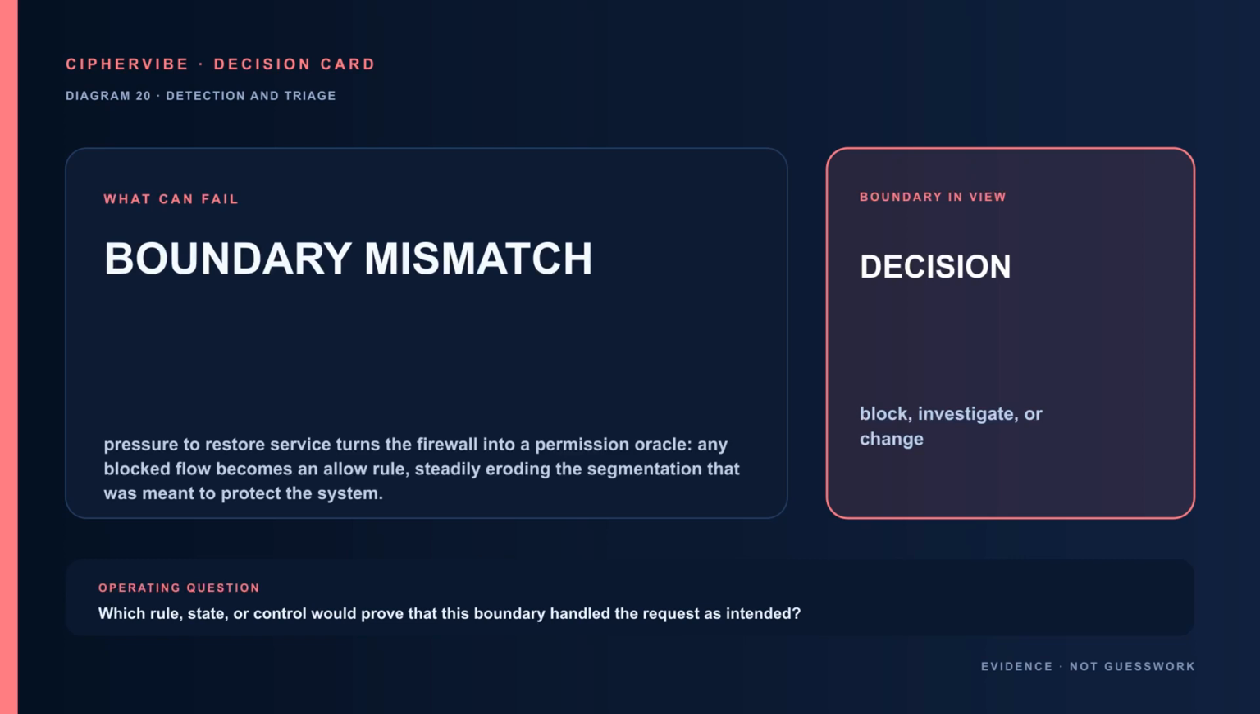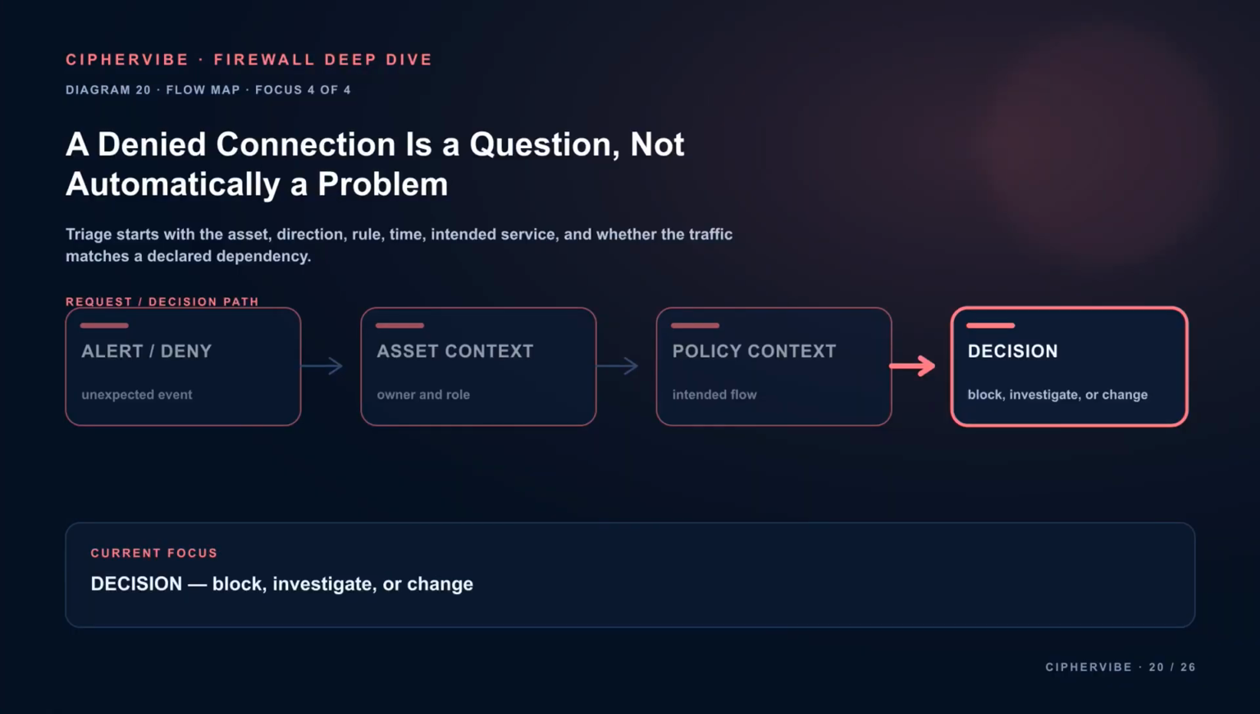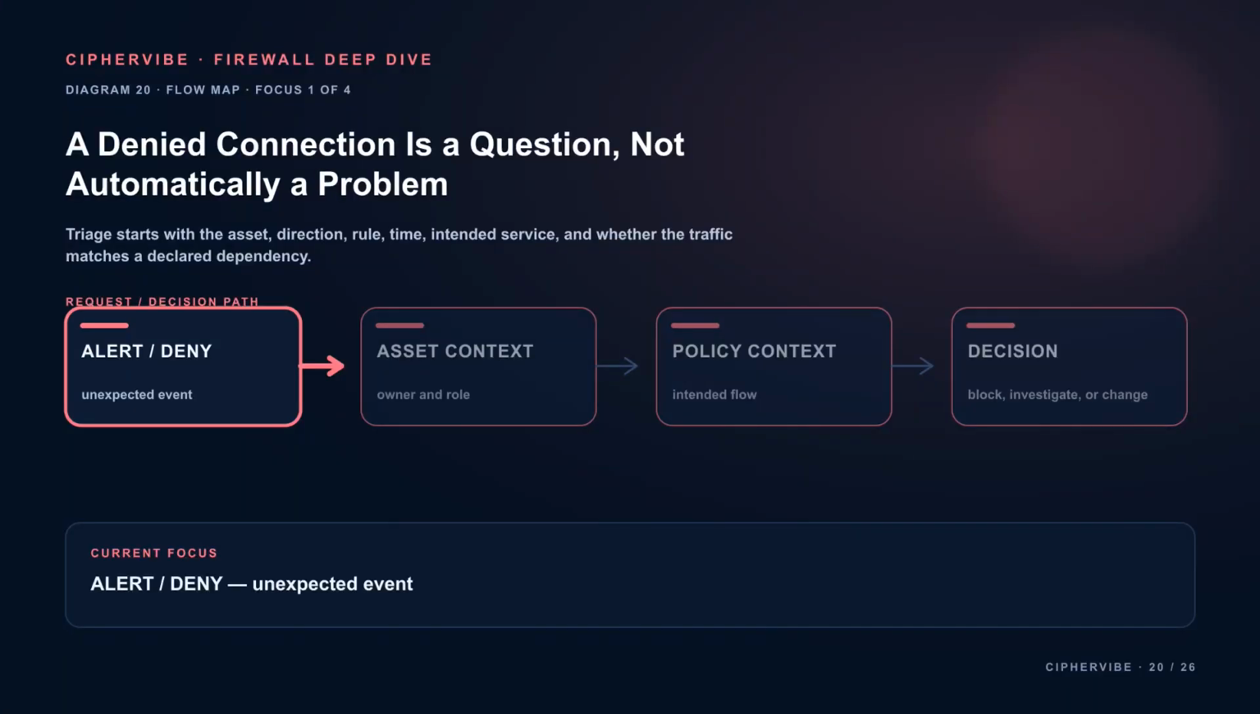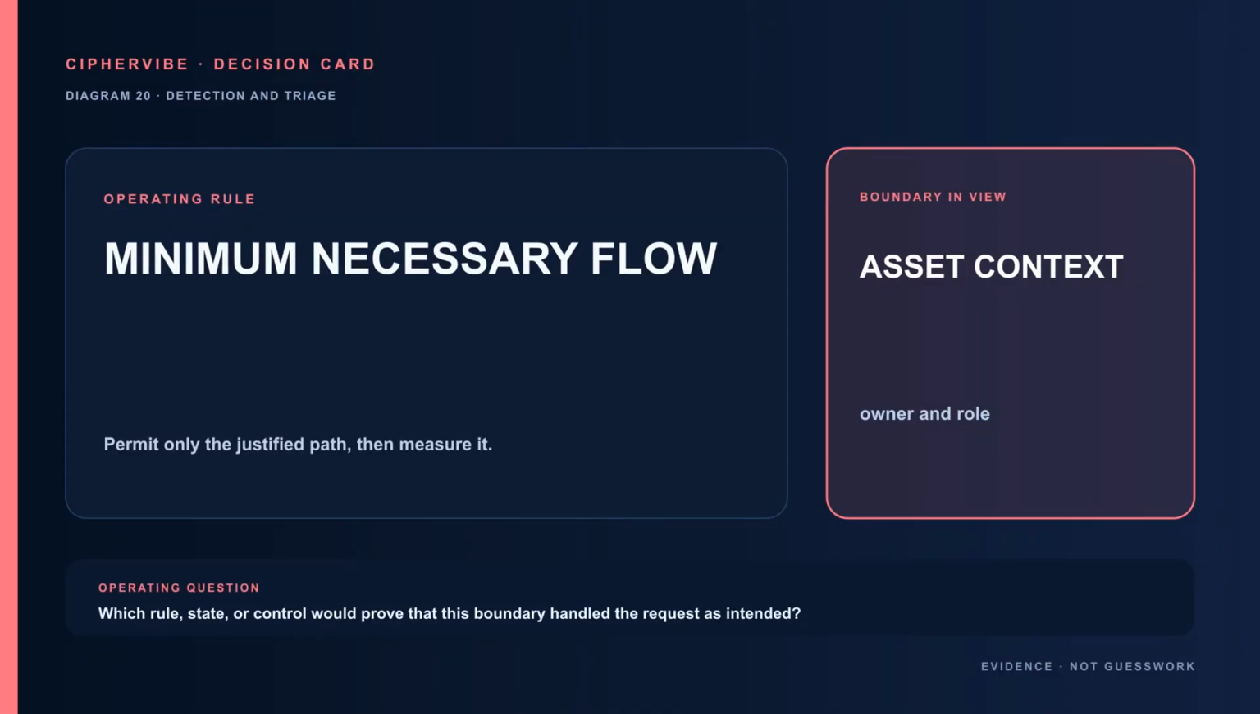What do endpoint, identity, DNS, and application logs say at the same time? Mechanically, the security or operations team enriches the event with asset ownership, current deployment state, dependency inventory, and other telemetry before choosing containment, correction, or an approved policy change. The common failure is that pressure to restore service turns the firewall into a permission oracle. Any blocked flow becomes an allow rule, steadily eroding the segmentation that was meant to protect the system.